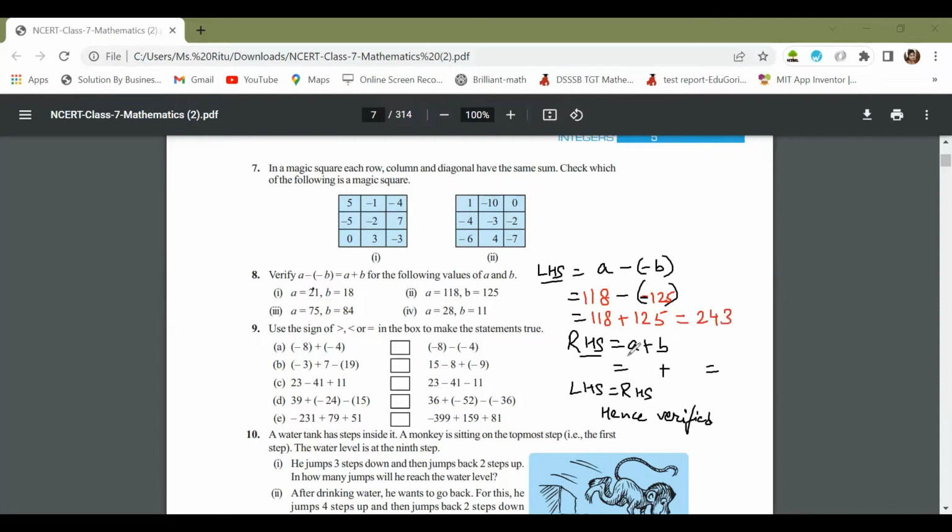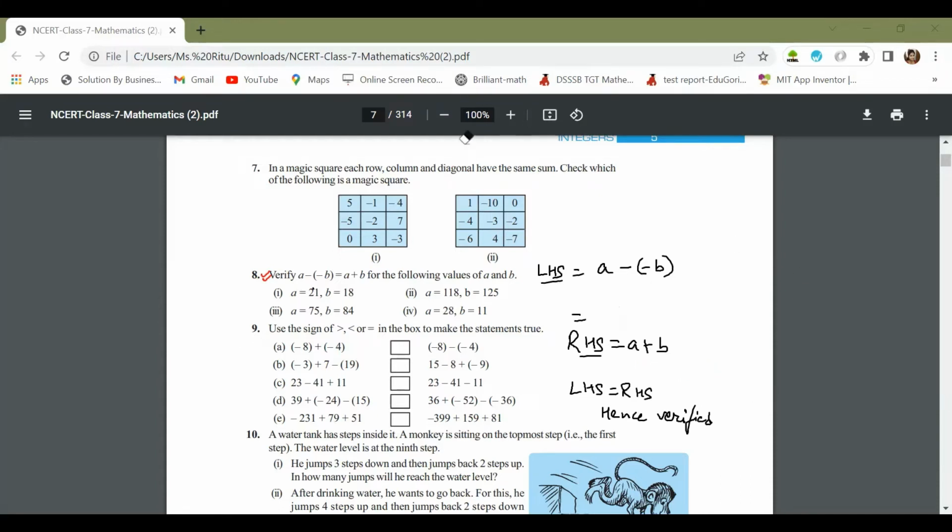Let's check the RHS now. A is 118, B is 125. In each and every case you will get the same answer because it's asking to verify. So in verification, every time you will get the same answer only. So let's see the third part now. I'll just erase the digits again.